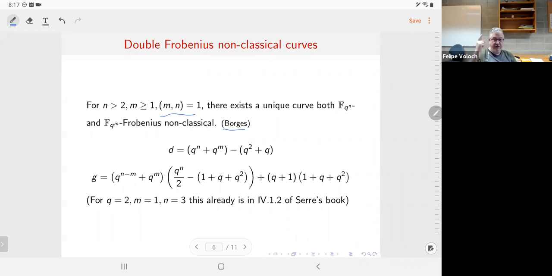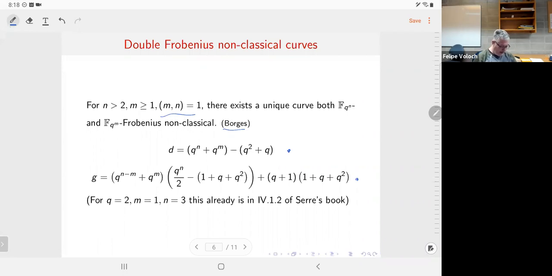So there is a curve that is both Frobenius non-classical over F_{q^n} and F_{q^m}, and has this degree and this genus. And the curve is singular, so the previous theorem does not directly apply, but you can compute the number of rational points over F_{q^n}, over F_{q^m}, and over F_q. And it's a very interesting curve.